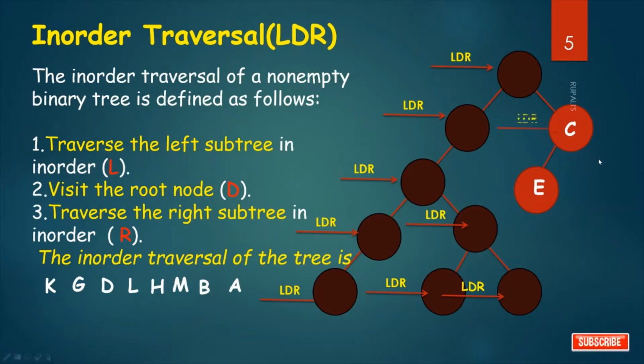Apply LDR here. L means go to left. Come here. Again we apply LDR here. L means go to left. Is there any left child? No. D means print the node. Print E.